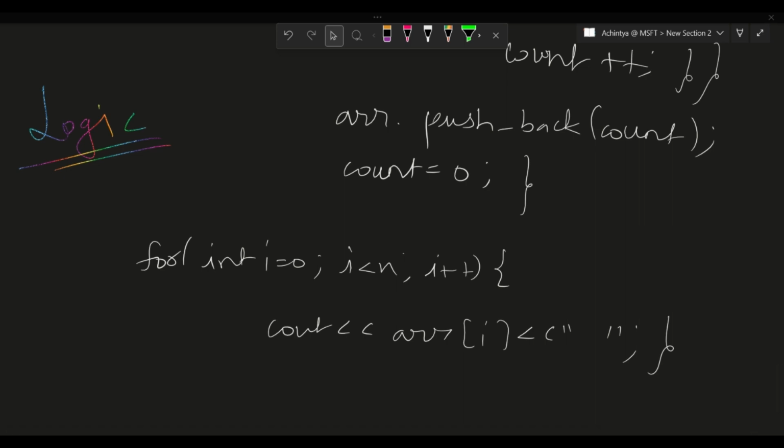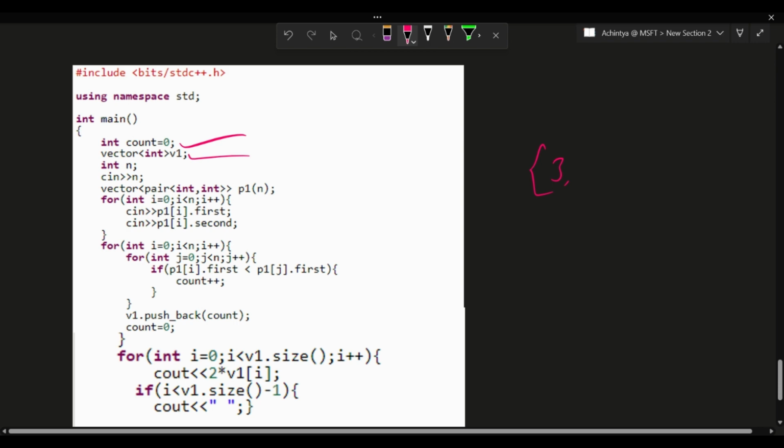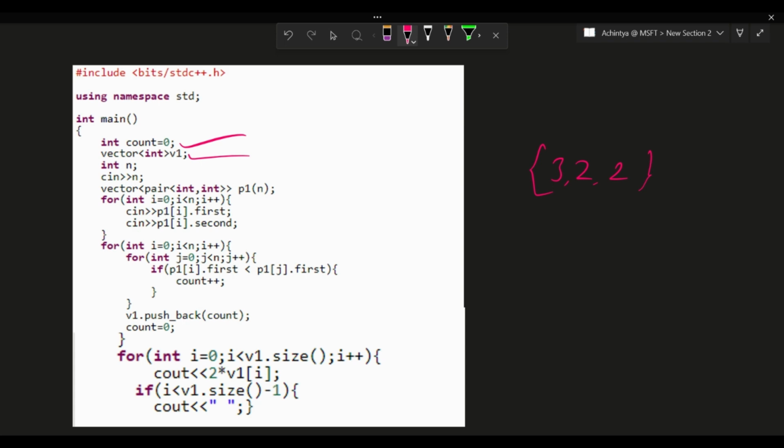Now let's go to the code part. As I told you, I need to declare the count variable, which will be 0. I need to declare the vector, which will be storing the number of players with which they have won. Suppose 3, 2, 2, whatever they have to store. n is the number of players who are going to play. Then I am declaring the vector of pair. You can see the same format here that I used above in the logic. I'll be sharing this PDF with you in the comment section, description section. Then I'm taking the input in the vector of pair, using the same logic I told you.